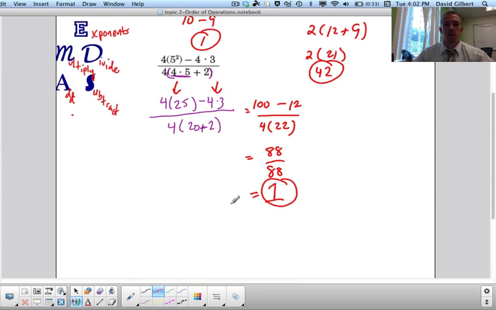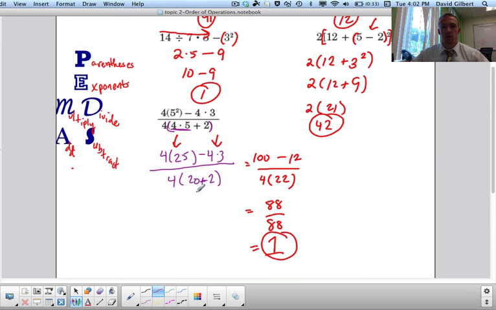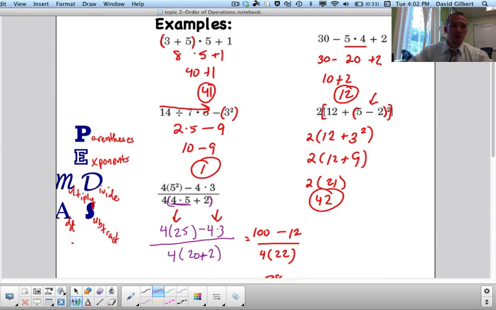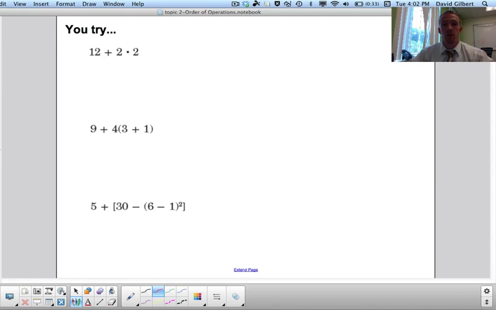Alright, so that's the answer for that. So those are all the order of operations type problems. And the important thing is really to follow these steps. Do parentheses first, then exponents, then multiply, divide, then add or subtract. Alright, here are your U-tries for those.